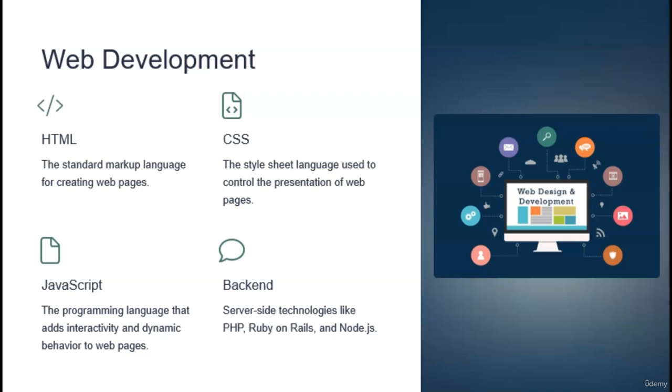Back-end development involves working with server-side technologies like PHP, Ruby on Rails, and Node.js. The backend is where your application stores data, processes requests, and interacts with other systems.